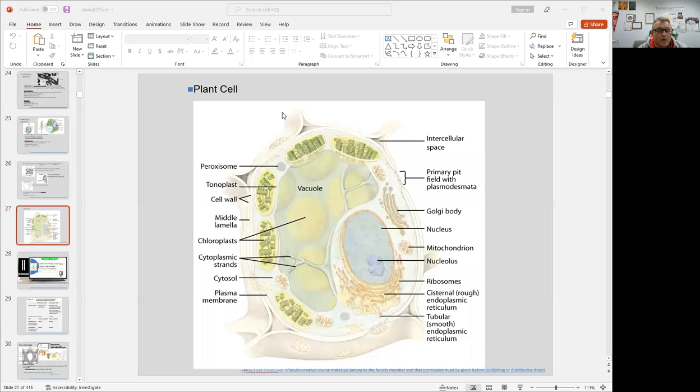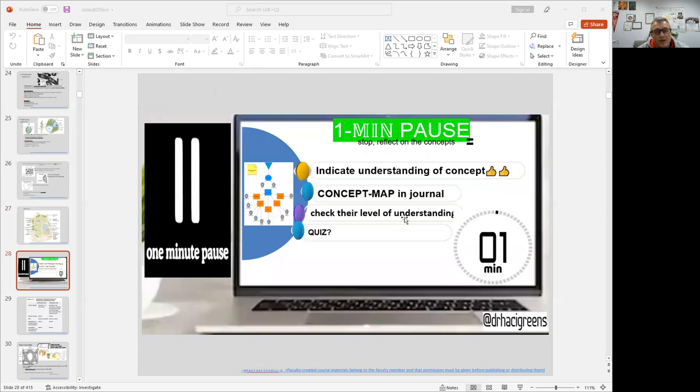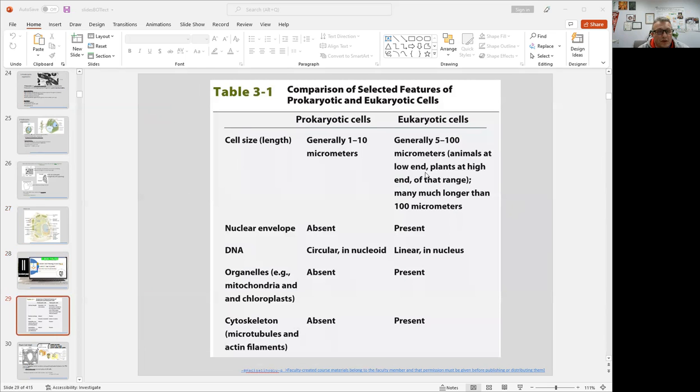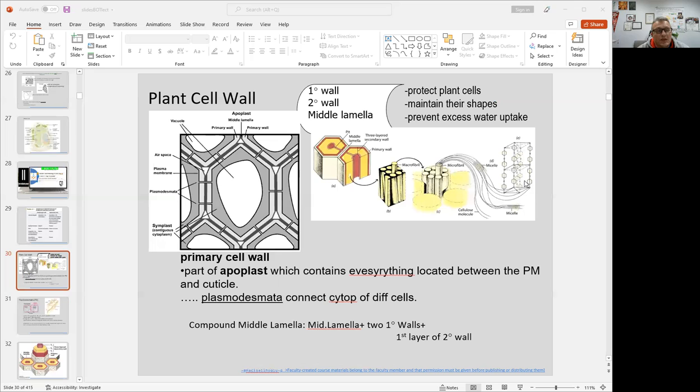In chapter 3 in the book, again, this is our book, Raven Biology of Plants, you can see the cells and organelles. Please make sure that you read about each organelle and its function. There is a table also comparing prokaryotic cells with eukaryotic cells. You can read about that.